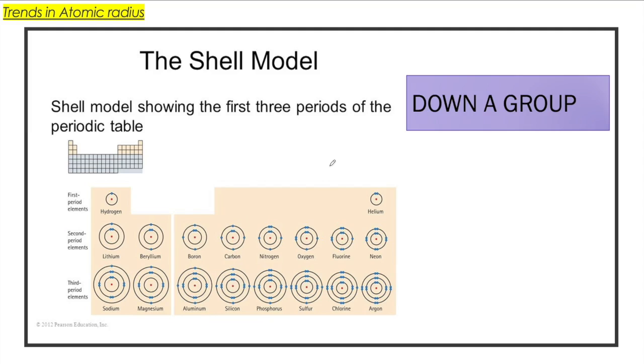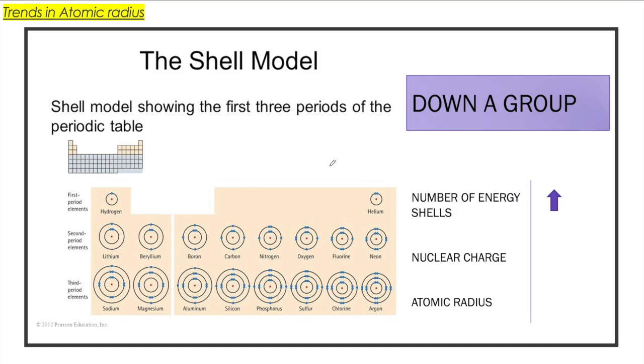What happens to the atomic size as we go down a group? When we go down a group, we see that the number of energy shells increases. So let's look at group 1. We see that on going down, there is an increase in the number of shells by 1. As the number of shells increases, what happens? The valence electron is moving further and further away from the nucleus, right?